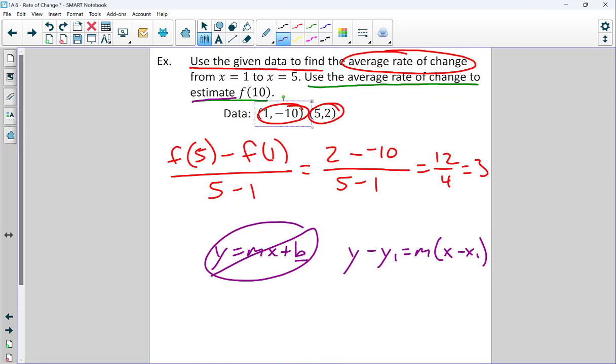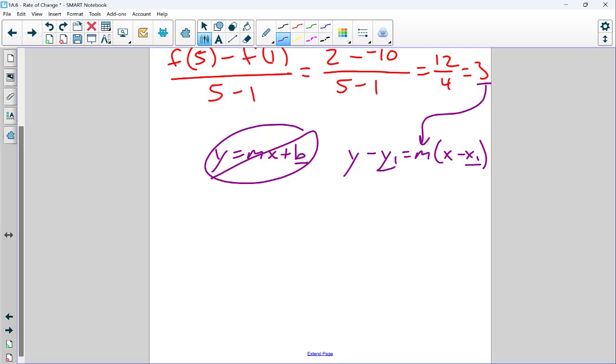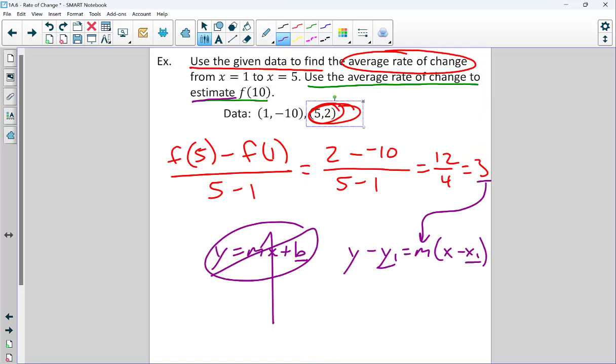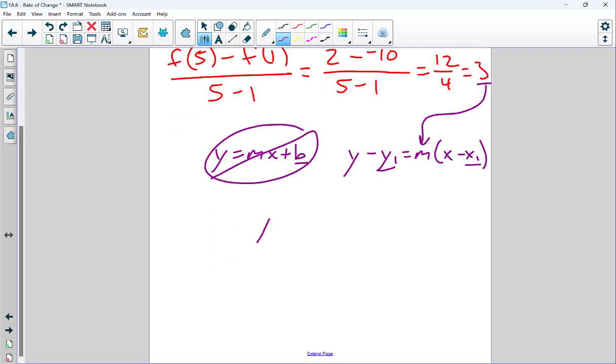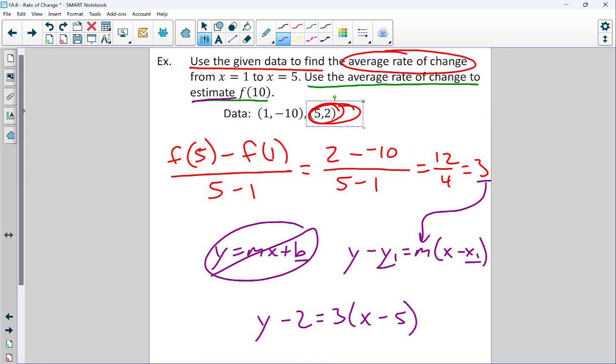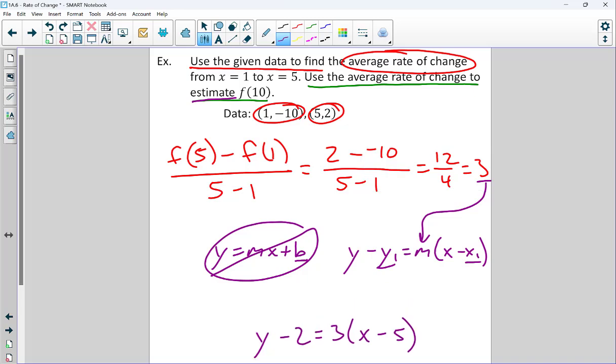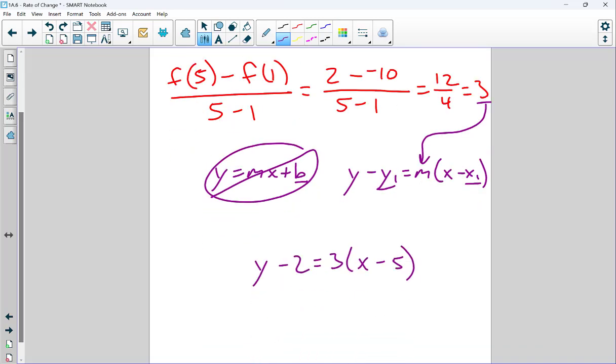Well, I have 2 points and I have a slope. So I'm going to use the slope and plug in 3. And for x1, y1, it really doesn't matter which point I use. I am going to use, eeny, meeny, I guess I'm using that one, 5, 2. So I'm going to use y minus 2 equals 3 times x minus 5. So the secant line that goes through these 2 points with this slope is this equation right here.